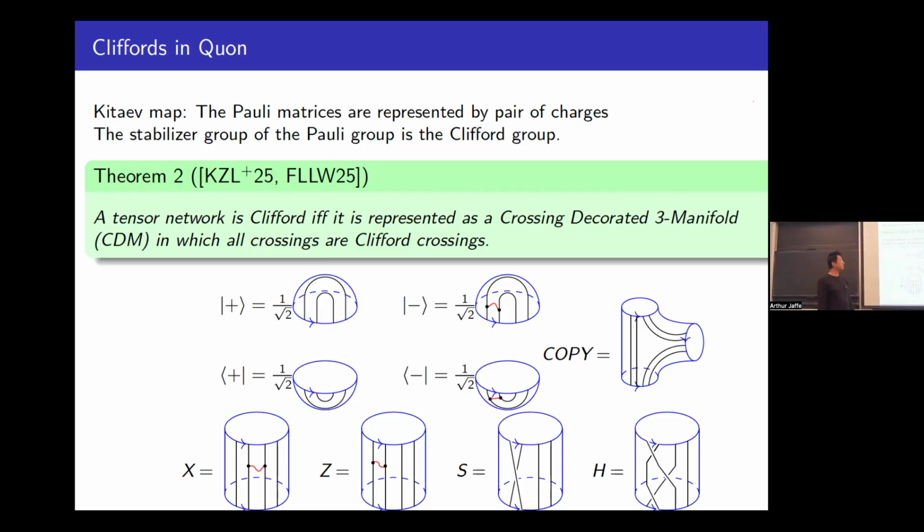And similarly, in similar principle, we can prove that a tensor network, now we don't need the 2D condition, is Clifford if and only if, in the QAnon language, it's a 3-manifold with decorations, but the decoration is just a grid with charge, no parameters on the crossings. So that's the Clifford. So in this case, the resource like a magic T will be the crossing.